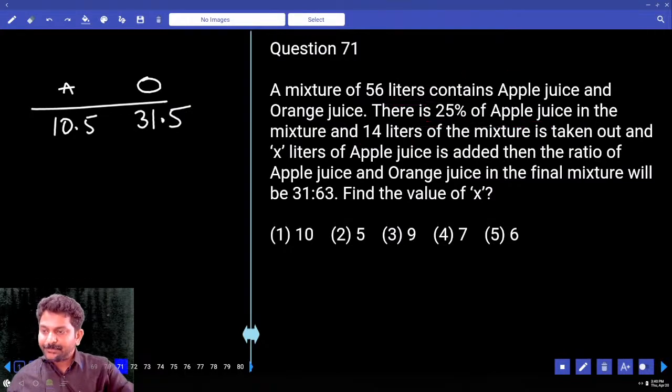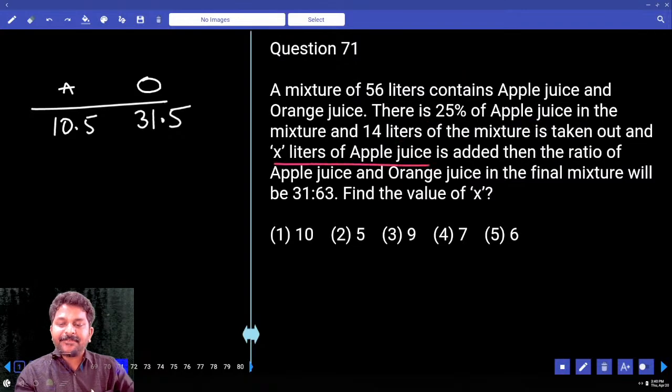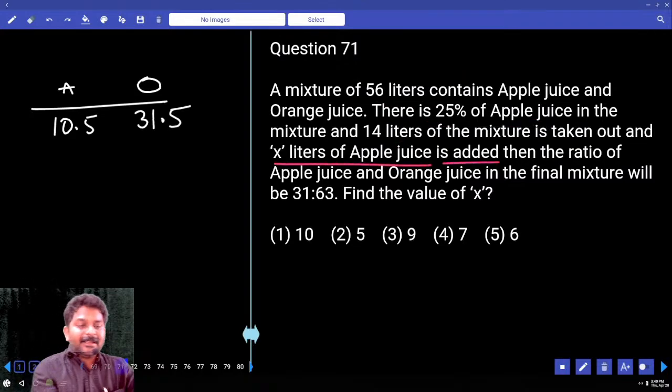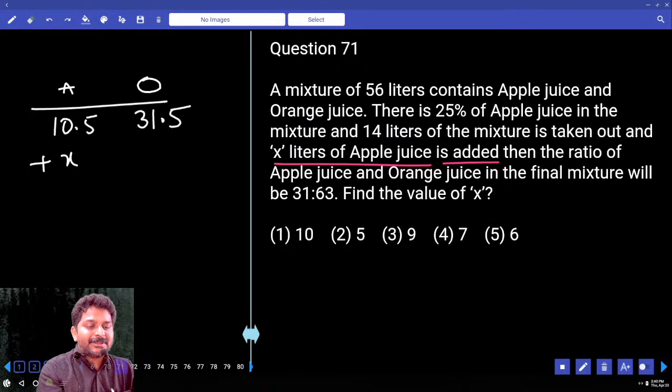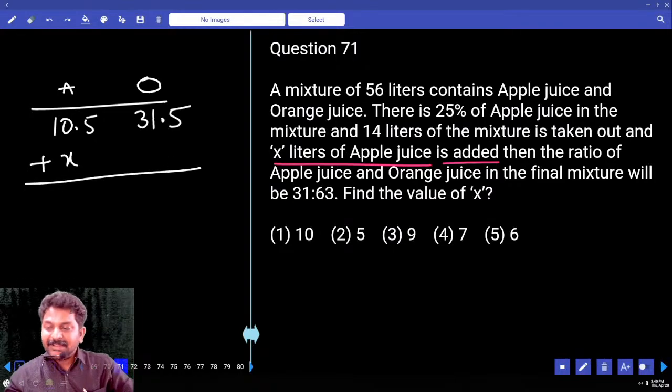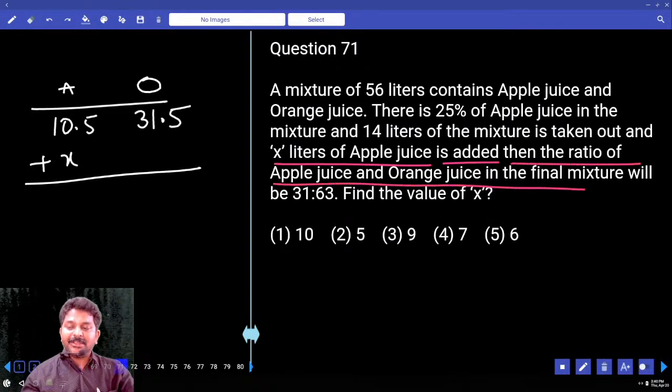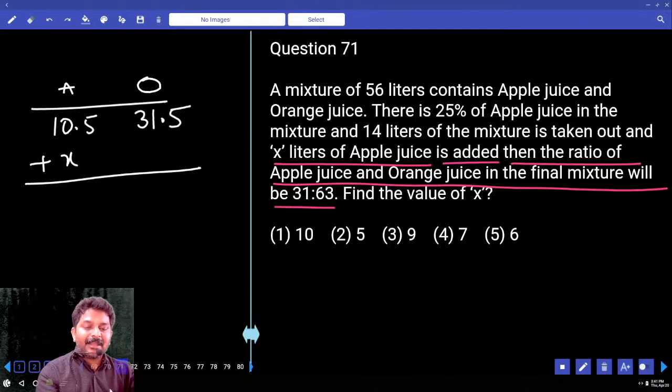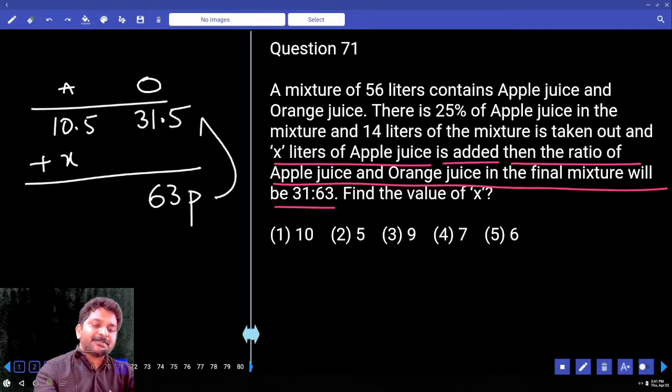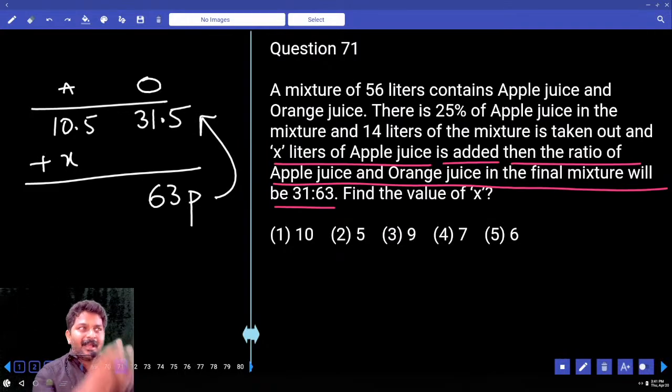Right, continue. Taken out and x liters of apple juice is added. Then the ratio of apple juice and orange juice in the final mixture will be 31:63. Now, orange juice is 63 parts, right? 63 parts must be equal to 31.5 only. What is the relation? Half.